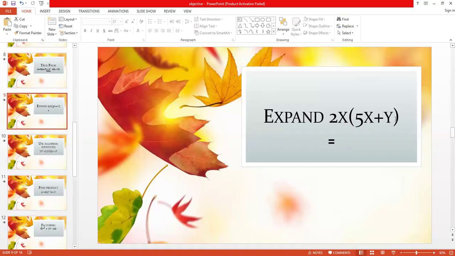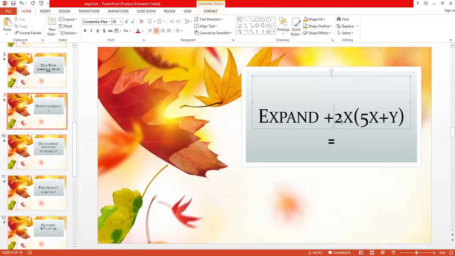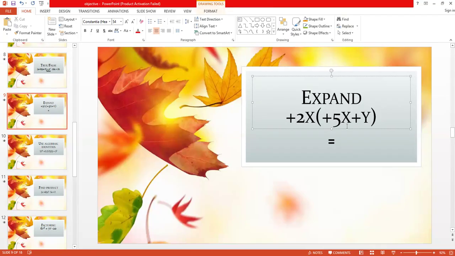Okay, expand 2x in the bracket, we have 5x plus 5. All of you know how we have to open the bracket. First of all, we have to multiply the sign and then the number and then the variable. So both have the same sign, no sign, so it means they have the positive sign. Plus 5, 2 times 10, x into x is equal to x square.